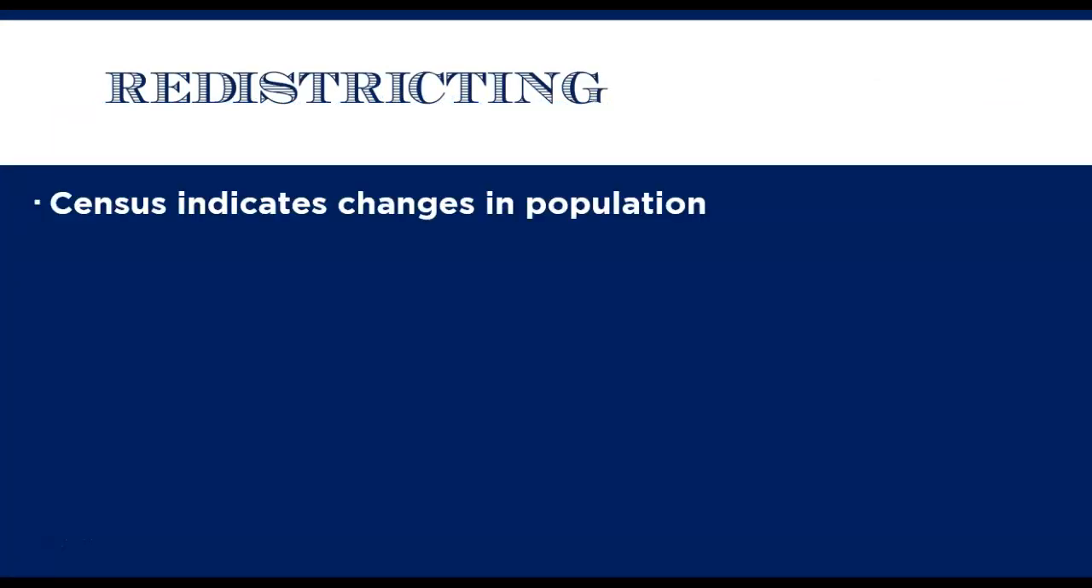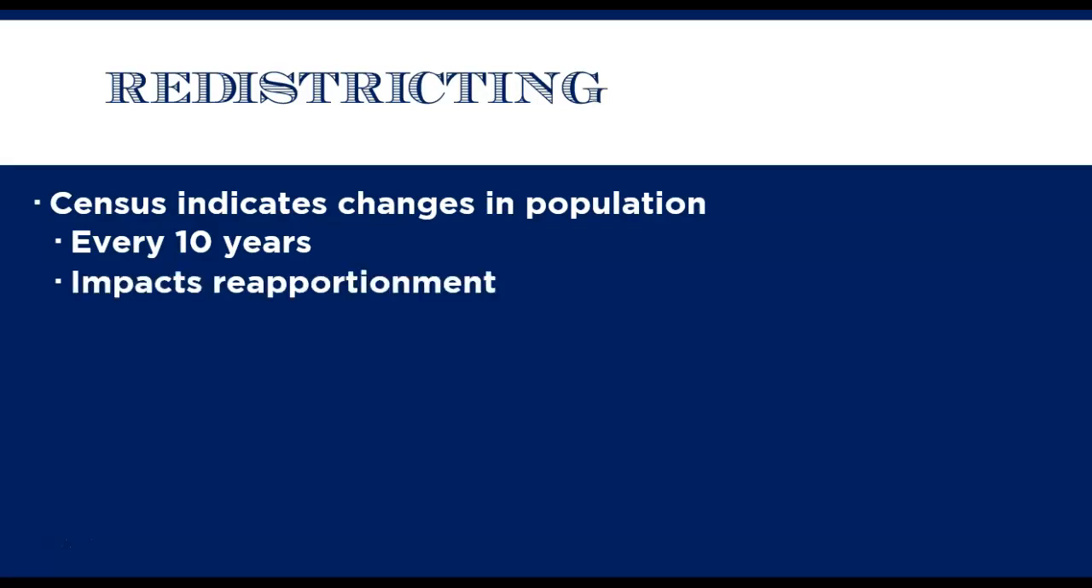First, let's talk about redistricting, okay? Census indicates changes in population. This happens every 10 years. We're actually in the process of a census right now. You've probably heard that term more than you care. I know I have. You drive down the road, you see the signs on the little electronic board saying you need to make sure you do the census.